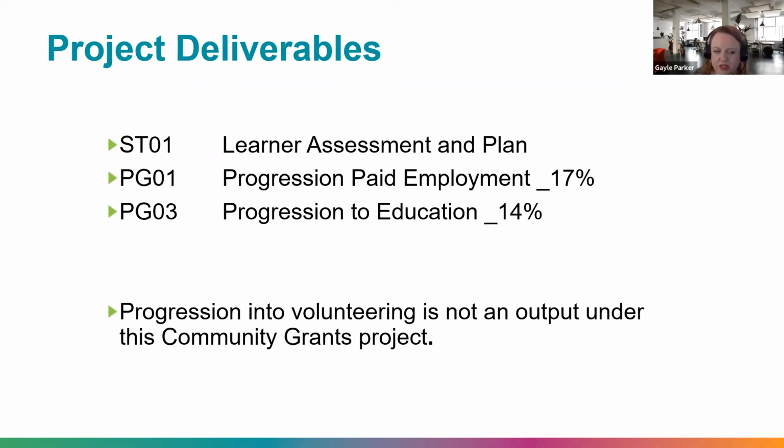But it is worth noting that volunteering is not an output under community grants projects, so you can't count them in the PGO ones, for example. However, volunteering as part of your project is fine, so you can incorporate that into your project, but it just can't be classed as an output.